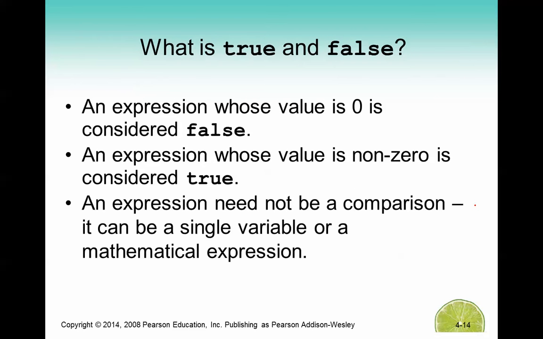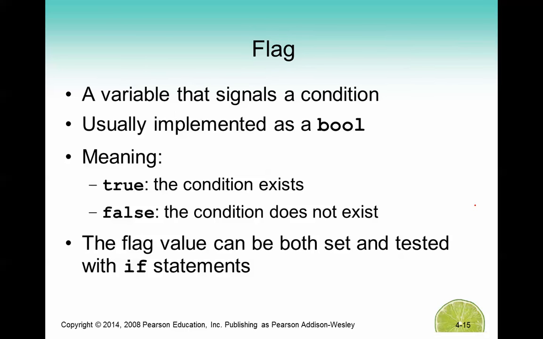Okay, this is just so that we remember what is true and what is false. An expression whose value is 0 is considered false. An expression whose value is non-zero is considered true. So the Boolean is going to be 0 and 1, but we can also have different values that are going to be accepted.